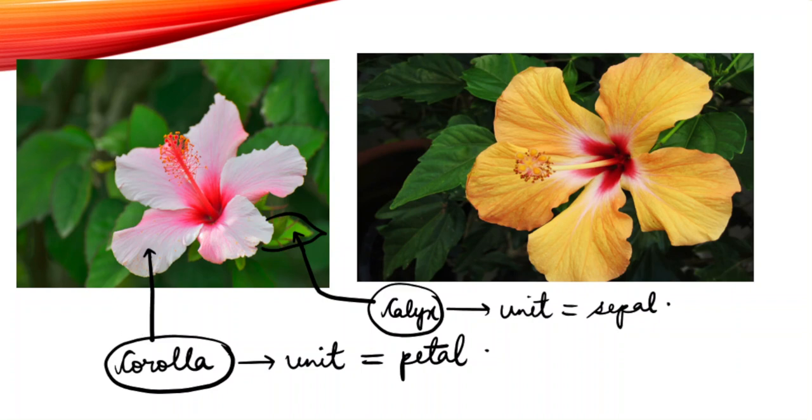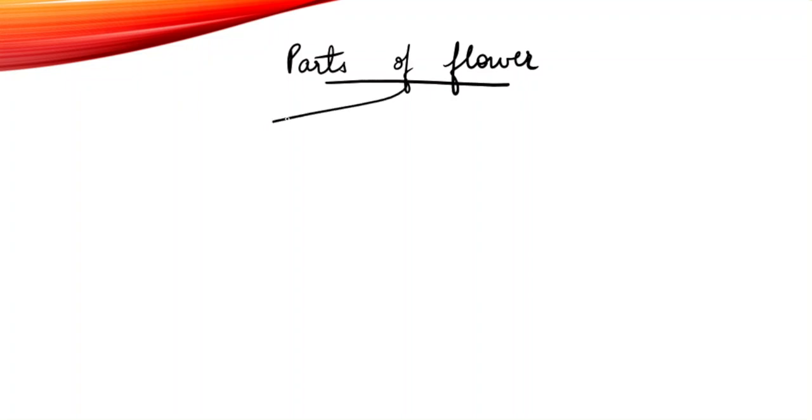Okay, so let's make one flowchart of the parts of the flower. There are basically two main parts of the flower. One is known as essential parts, and the second one is known as non-essential parts, or we can say whole.